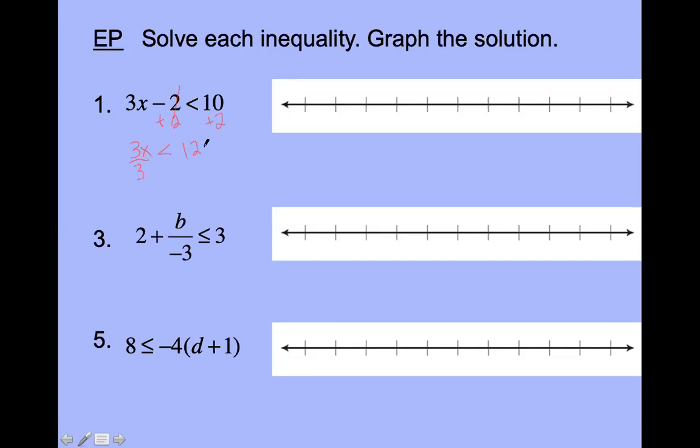3 is a positive number. I don't need to worry about reversing the inequality. So I end up with x is less than 12 divided by 3, which is 4.